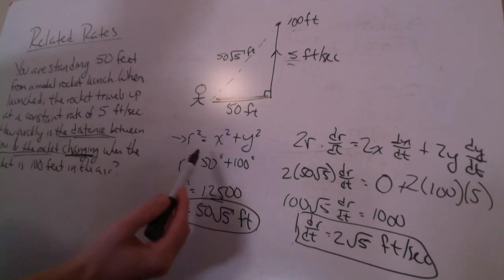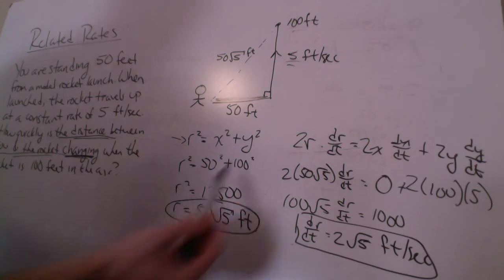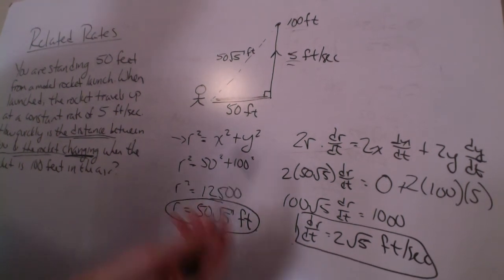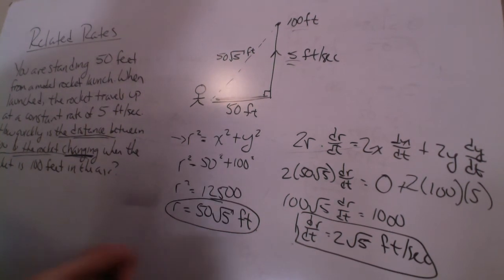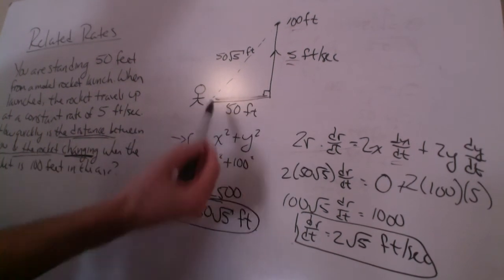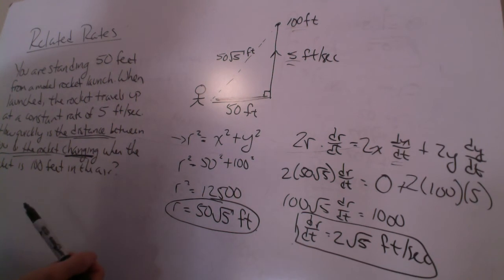And so once we have that relationship down, the rest of the algebra and calculus shouldn't be terribly tricky, as long as we keep in mind the context of the problem, right? Recognizing dx/dt is 0, even though it didn't say it, it's understood because this is always going to be 50, no matter how high the rocket goes.